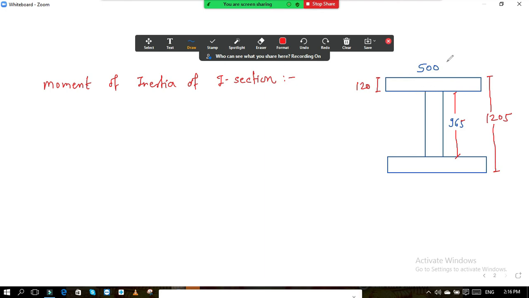Now what will be this remaining? Now if I draw the center, this is symmetric about this axis. So this total is 500, and the width, this is 120. So 500 minus 120, how much is it? It is 380 divided by 2, so it is 190. So this much of distance from this end is 190. From this end also, this is 190.